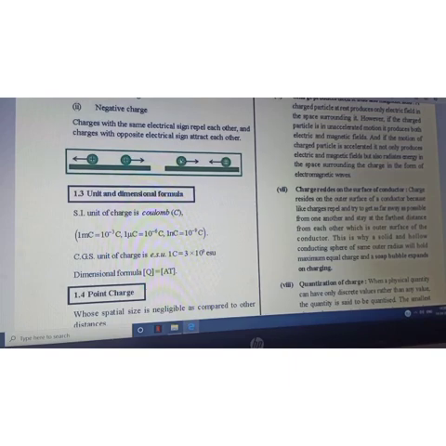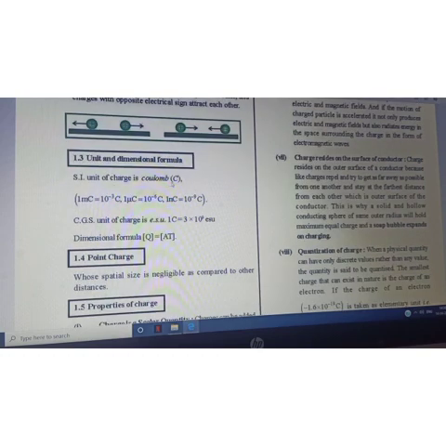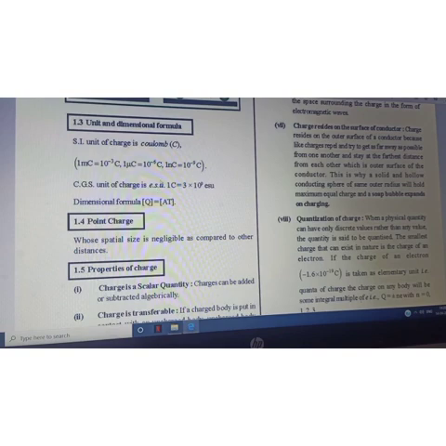Charge is a physical quantity that can be measured, and it is a scalar quantity. The SI unit of charge is coulomb, and coulomb is a huge amount of charge. 6.25 into 10 to the power 18 electrons together make 1 coulomb of charge. It has submultiples: 1 millicoulomb, milli meaning 10 to the power minus 3 coulomb; 1 microcoulomb, 10 to the power minus 6 coulomb; and nanocoulomb, nano meaning 10 to the power minus 9 coulomb.